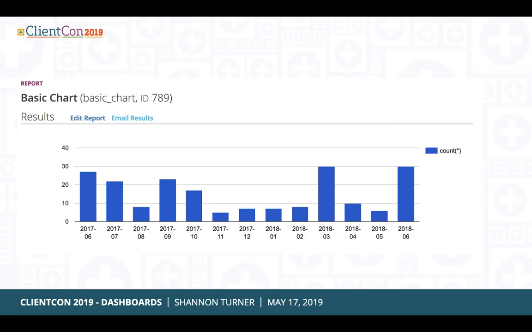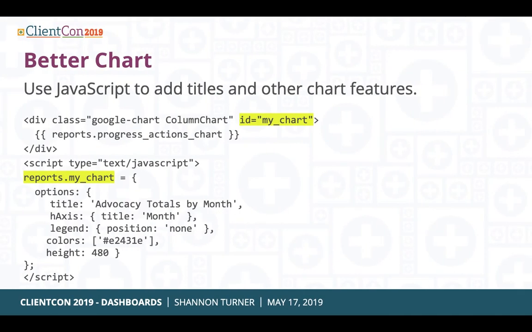So we have this basic chart here, and it looks fine, but it sure would be nice if we gave it a title and removed the legend, where it says count, because we don't really need that. Maybe we want to add labels to those axes as well, so we know what we're looking at. This is how many actions, and this is the month. And while we're at it, let's change the color too. So earlier on, I said that you would be able to use JavaScript in order to make edits to your report. Here's where that becomes important.